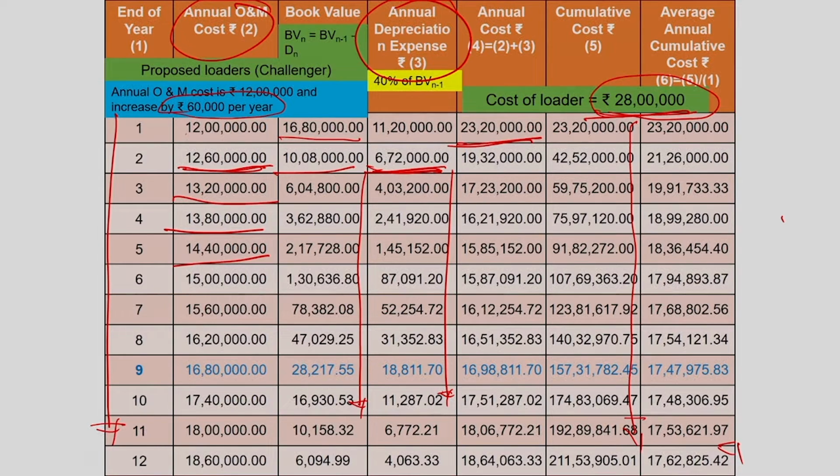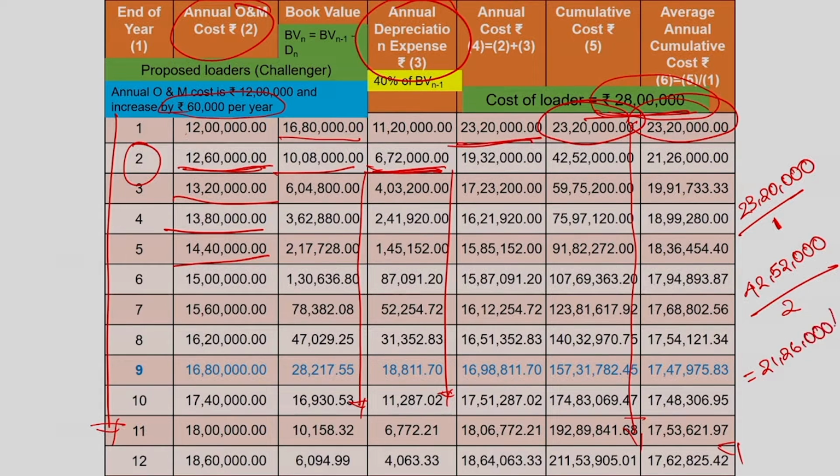Now, how will you calculate the average annual cumulative cost? It is the cumulative cost divided by the cumulative usage of the machine. For the first year it is 23,20,000 divided by 1. For the second year, the cumulative cost is 42,52,000 divided by the cumulative usage, which is 2. So, you will get the answer as 21,26,000. If I retain this new machine for 2 years, the average annual cumulative cost for the past 2 years will be 21,26,000.